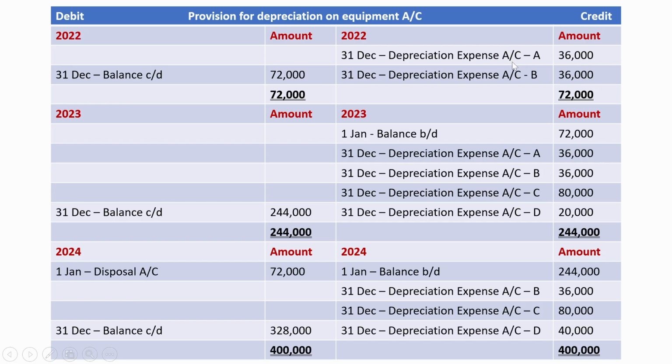And then because we only have the two assets in the first year, by the end of that year, we are going to calculate the balance carried down, which is 36 plus 36, giving us 72,000. And then we are going to close off that year. We proceed with the next year, which is 2023.